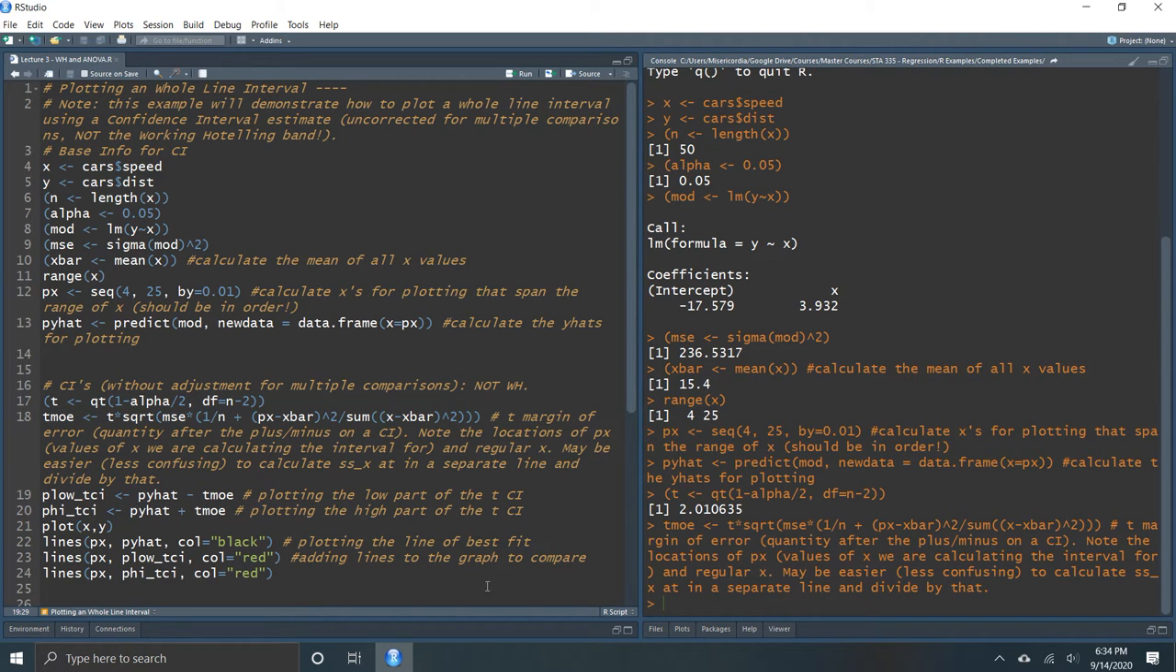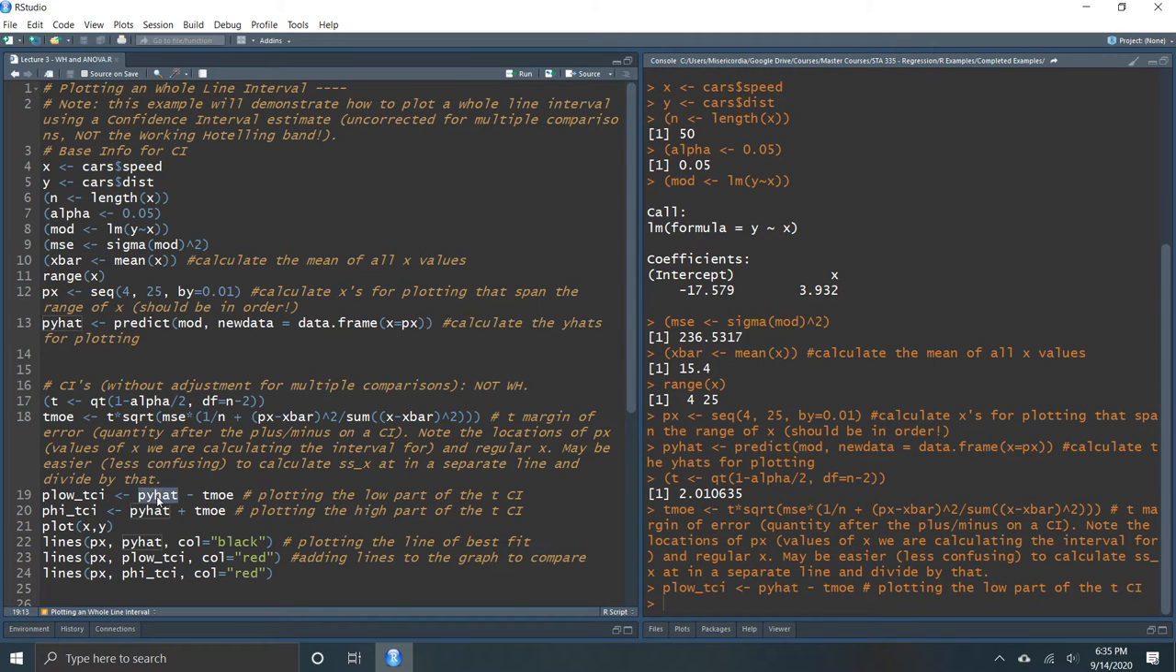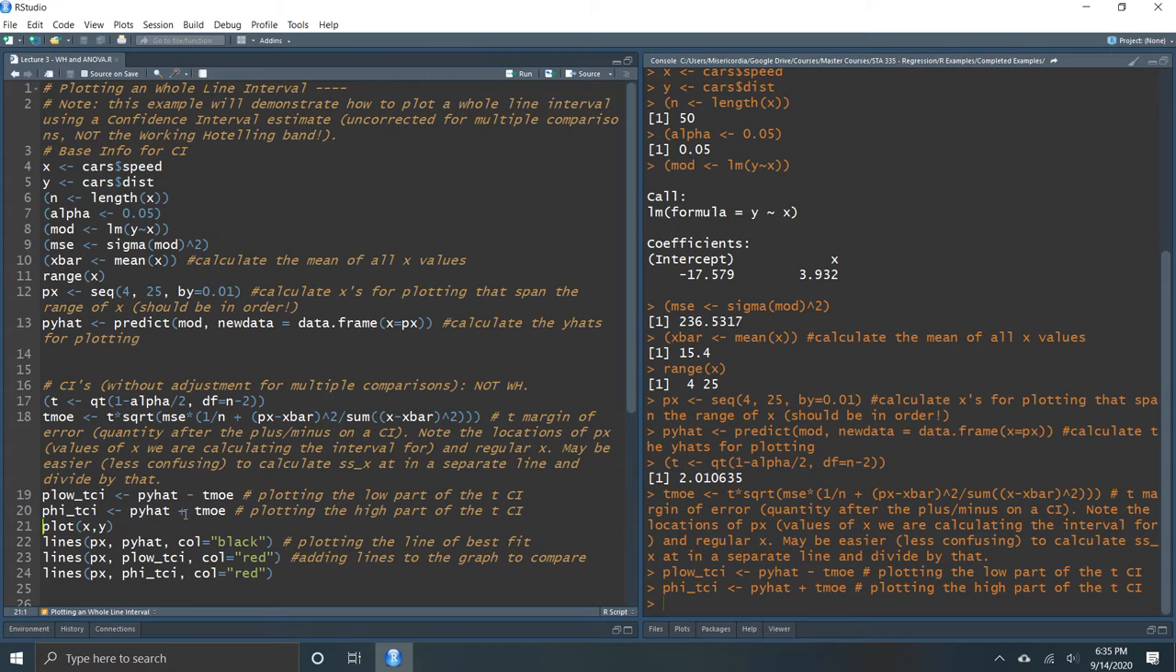Now I'm going to get the low part of the t confidence interval. If you remember right, the confidence interval is plus or minus. The low part is the minus part. The high part is the plus part. So I'm just splitting that into two different components and labeling that as the plotting lows and then the plotting highs that I'm going to take advantage of in a second.